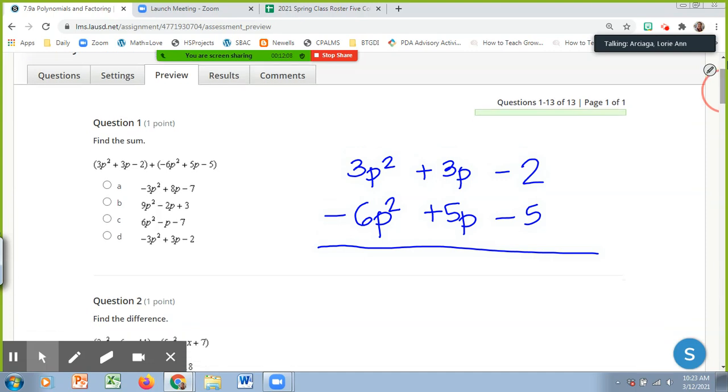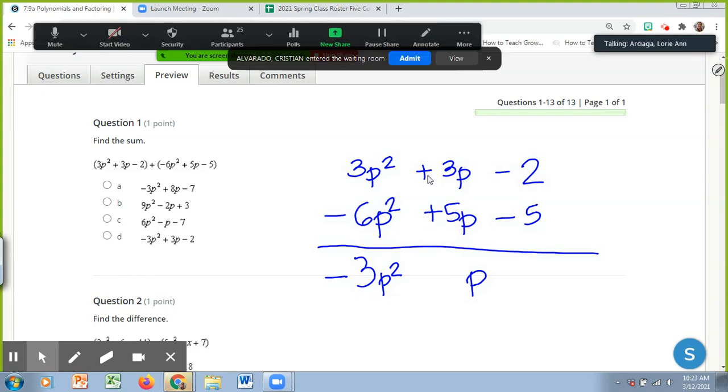Okay, so now we're going to add these up. So if they have different signs, you subtract the numbers, you copy the common variable. So this will still be p squared no matter what. You don't even have to think about that. They will still be p no matter what, yeah? Okay, 3 minus 6. You take the sign of the bigger number. 6 minus 3 is 3. Got it?